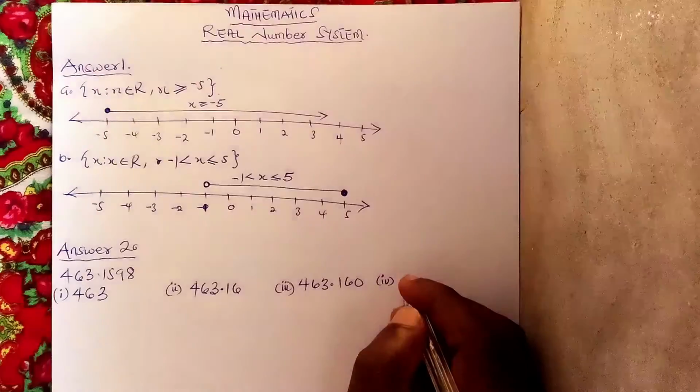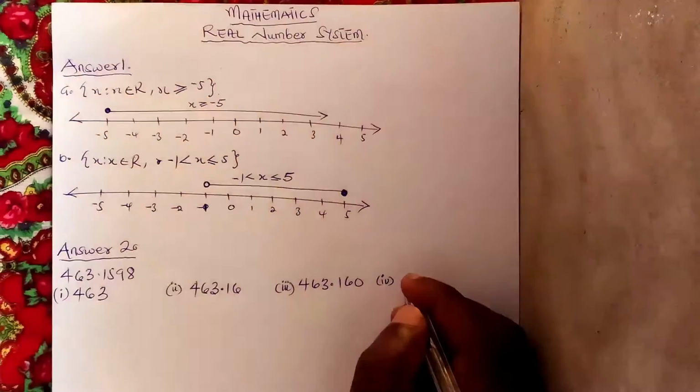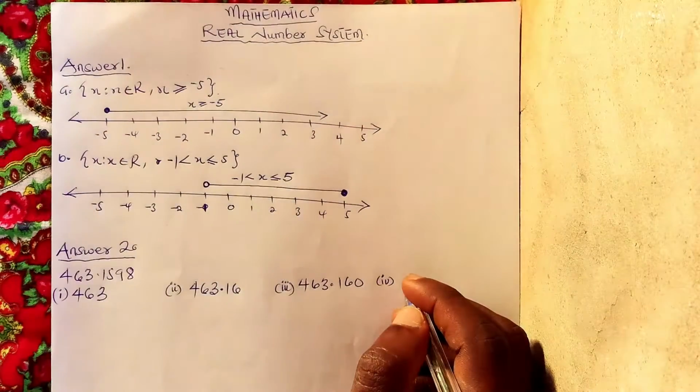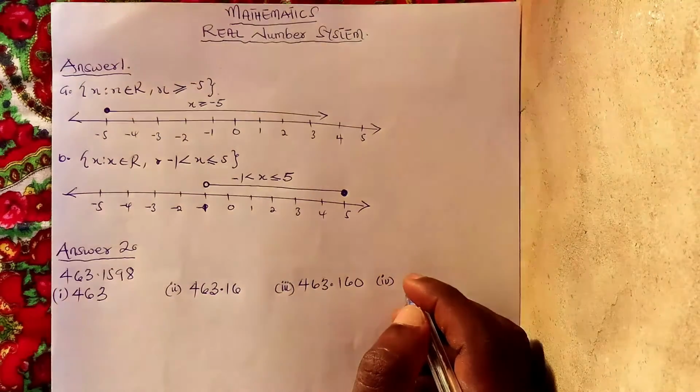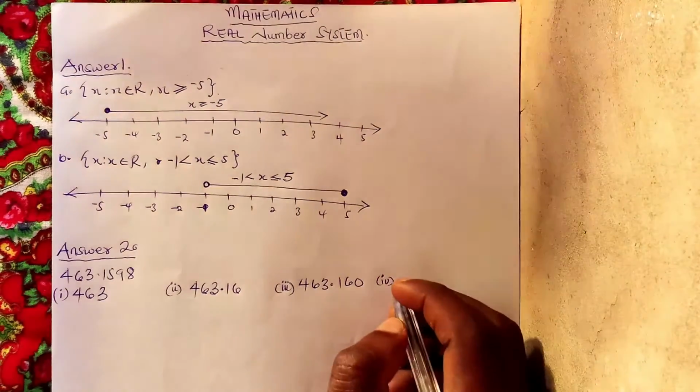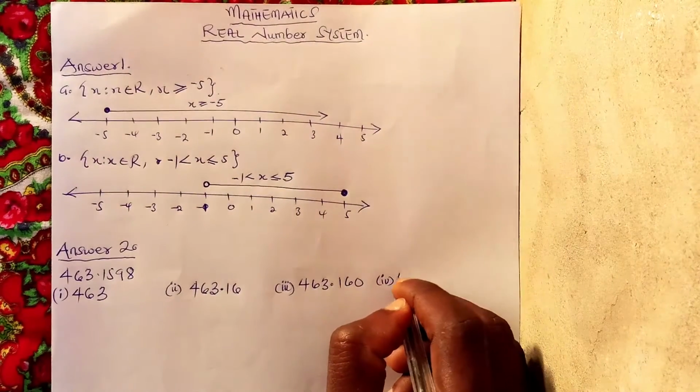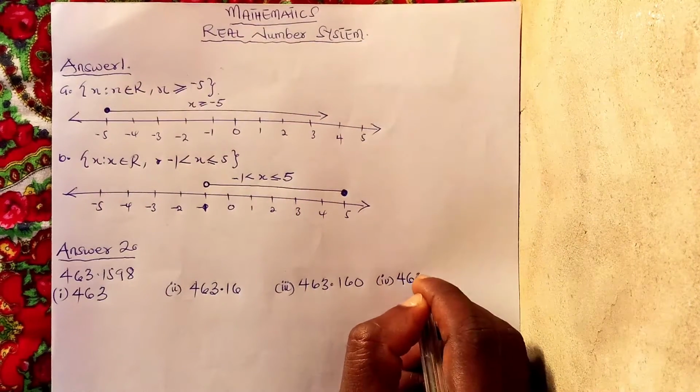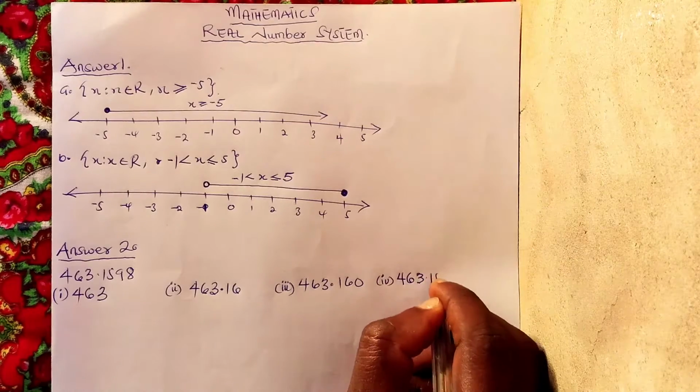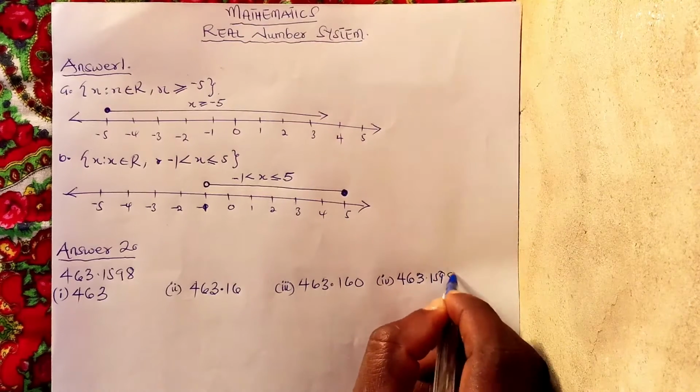IV. With the IV, we are asked to round 463.1598 to the nearest 1,000. Therefore, we can't do anything about it since it is already in the 1,000. So we write the same figure for them. 463.1598.